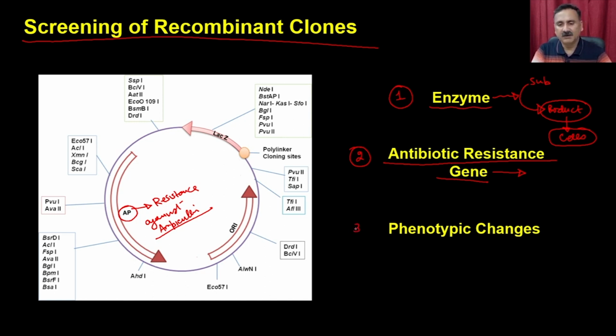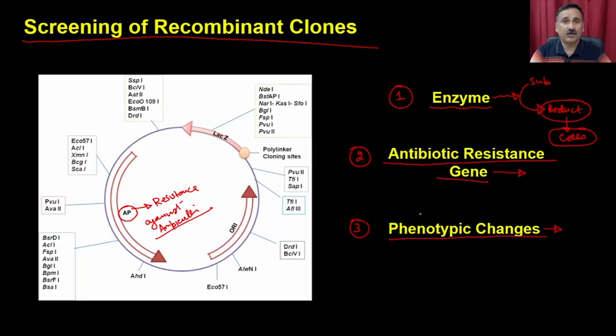The third is the phenotype. Okay, so phenotype is where, when the cells take up the DNA, they show some phenotypic changes. So any of these three broader criteria can be used in different screening methods.